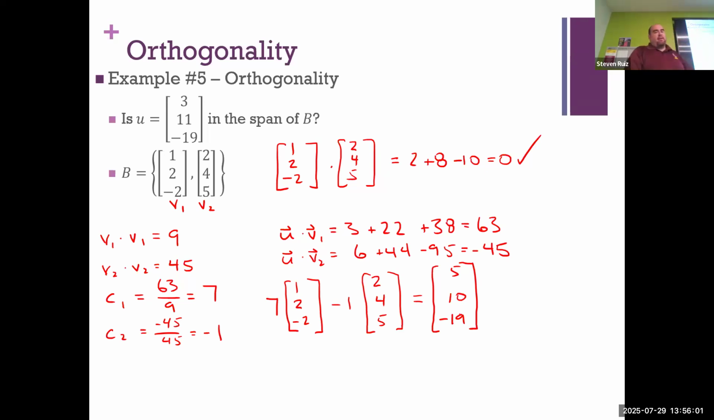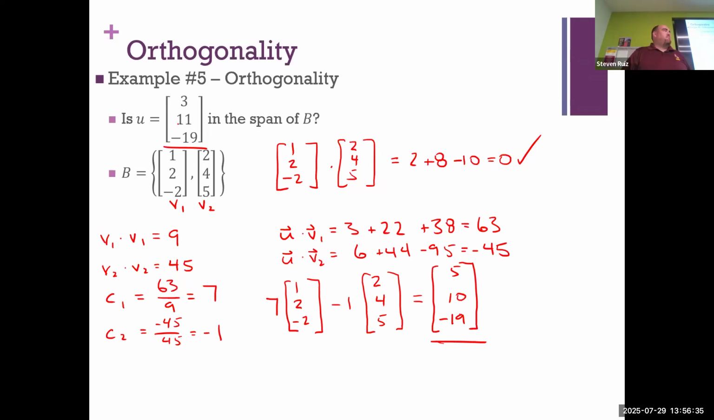Orthogonal to B? Not orthogonal to B. It's something that's in the span of B. We can say, so that is true. We can even be a little stronger than that. So (5, 10, -19) is in the span of B. What's also special about this vector in relation to U? It's the closest thing in the span of B to U.